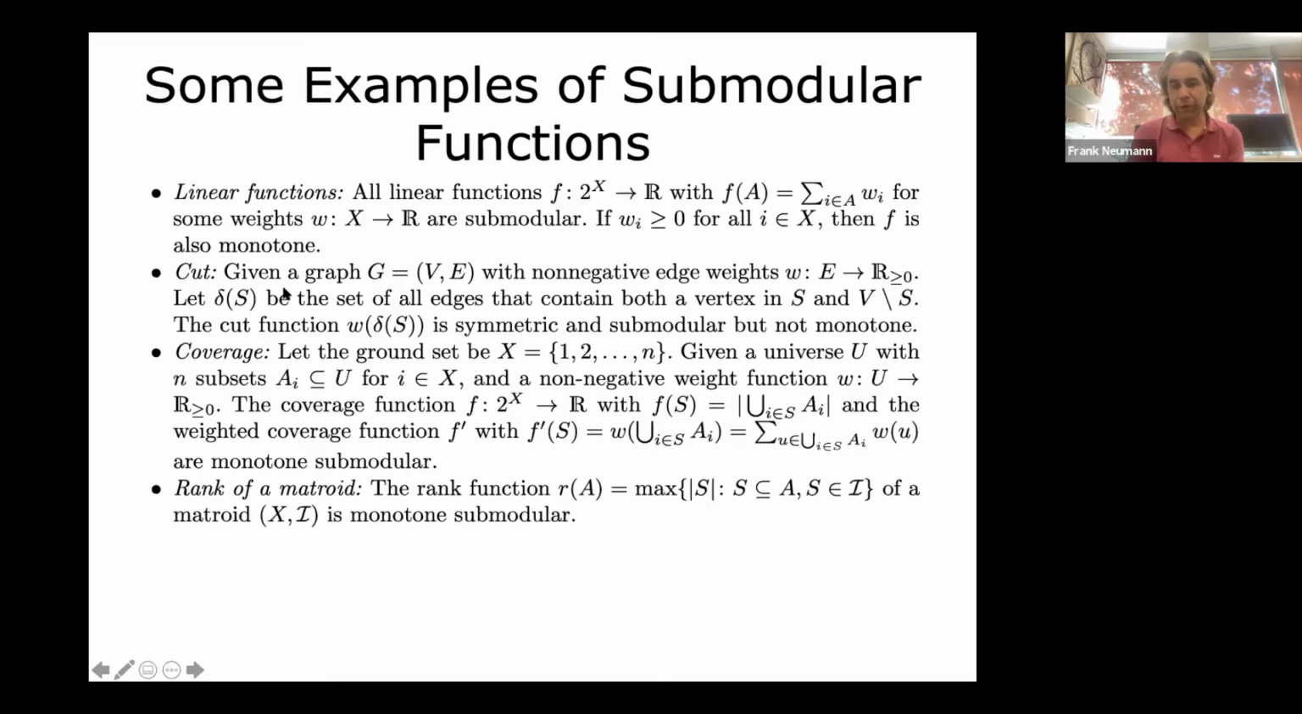Cuts in a graph, I just explained that. Coverage problems as we had for the sensors, but you can make it more general. And also the rank of a matroid is a submodular function. Okay, so what this shows is that you can model quite a large number of problems using submodular functions. You can put in quite a large amount of different types of constraints. And now you would like to get results for these types of functions in connection to the constraints.